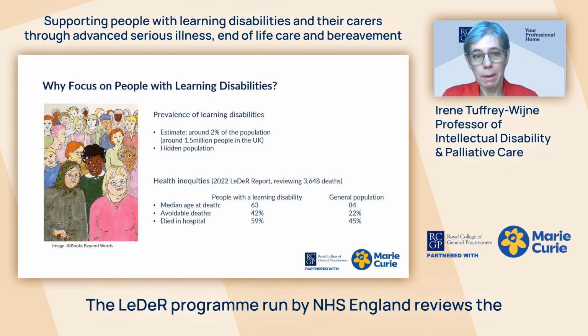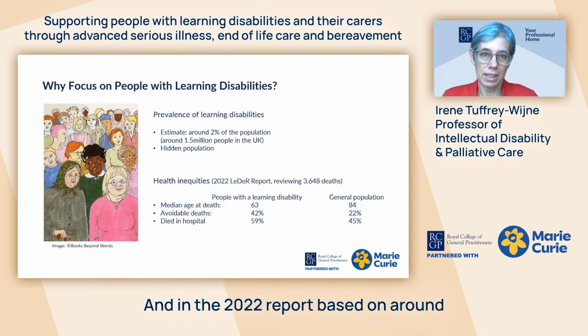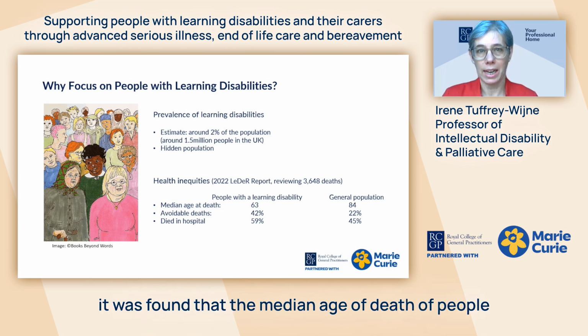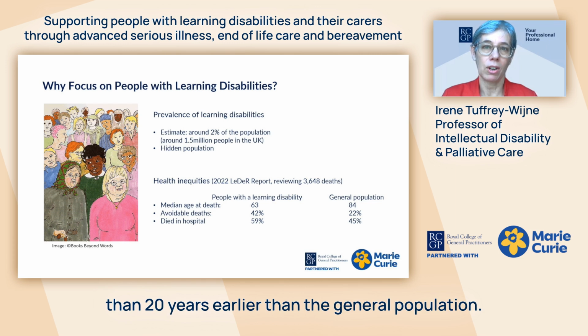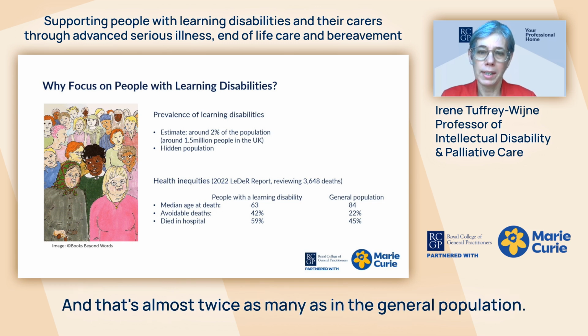The LeDeR programme run by NHS England reviews the deaths of people with a learning disability in England, and in the 2022 report, based on around 3,500 deaths, it was found that the median age of death of people with a learning disability was 63, and that's more than 20 years earlier than the general population. And 42% of those deaths were found to be avoidable. And that's almost twice as many as in the general population.